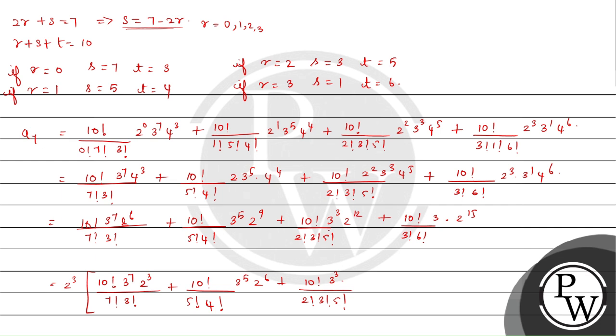If we take 2 cube common, we will have 2 power 9 plus 10 factorial divided by 3 factorial, 6 factorial into 3 into 2 power 12. Take this as equation number 1. This is the value of A7.